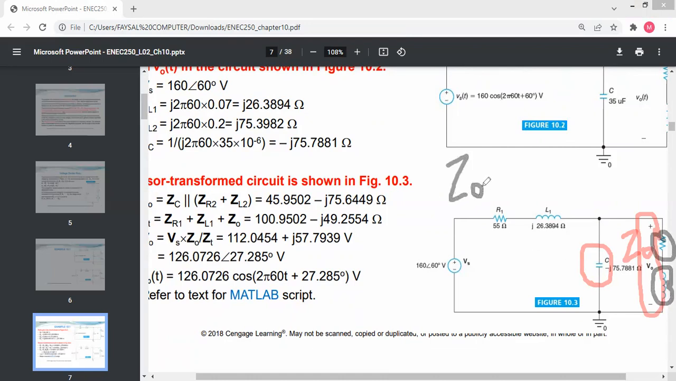Z naught will be then equal to VC, which is parallel to two things. One is my resistor and the other is my inductor. So it will be parallel to ZR2 plus ZL2. Then is it clear?